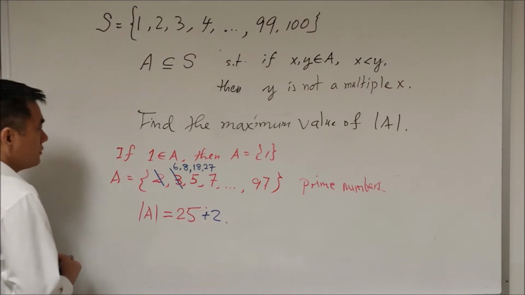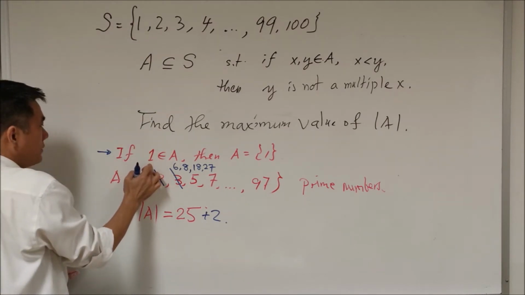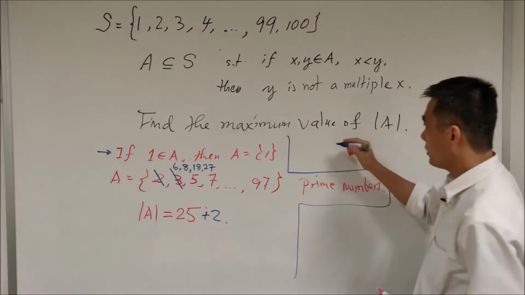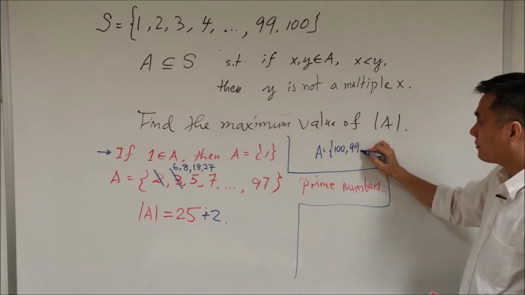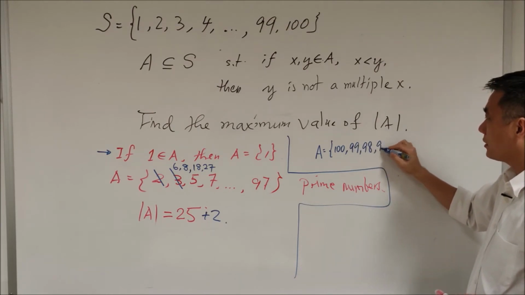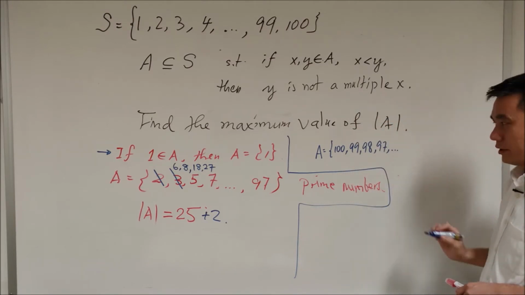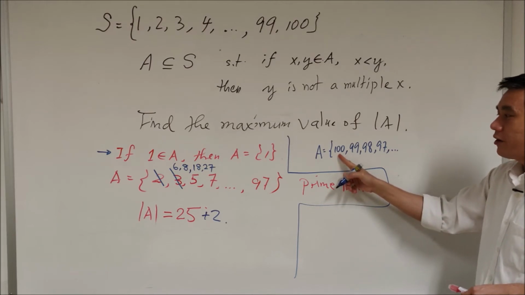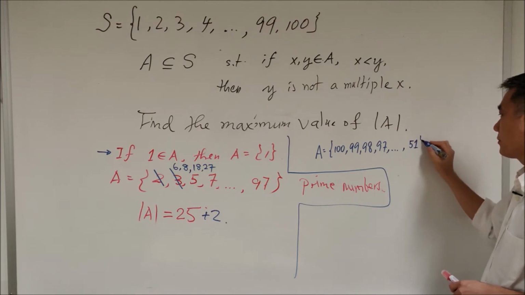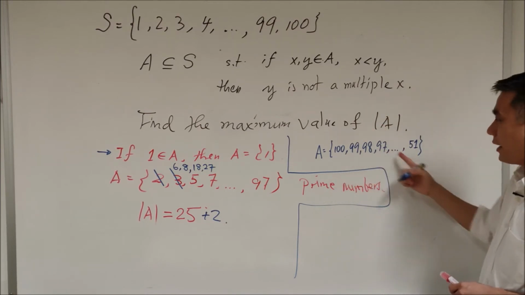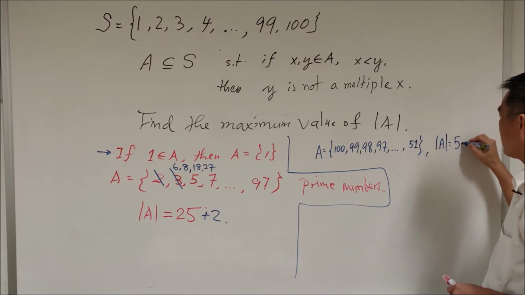There's another suggestion based on this. If we do not want to choose the smallest elements, we choose the largest elements. We can start by considering A equal to 100, 99, 98, 97, and none of these is a multiple of another. So we can continue going on. Note that half of 100 is equal to 50. We will stop at 51, and none of these will be a multiple of another. So in this case, the size is equal to 50.